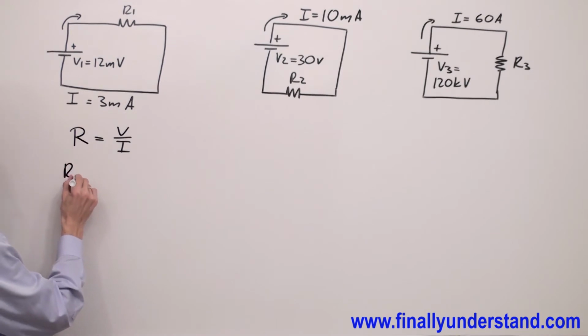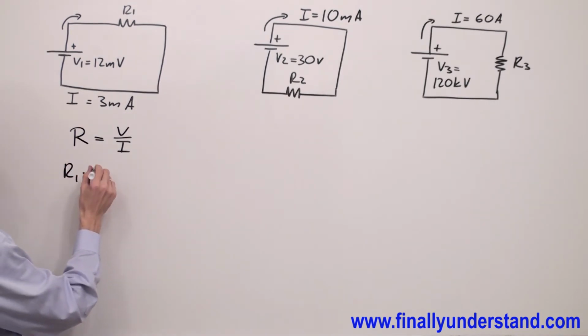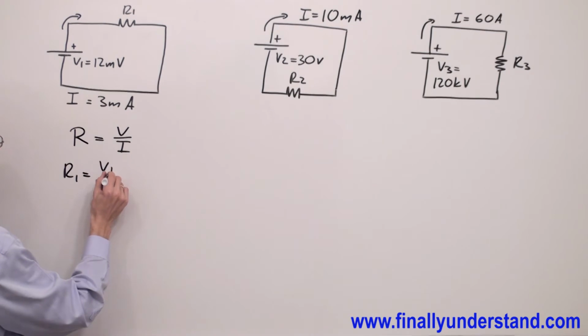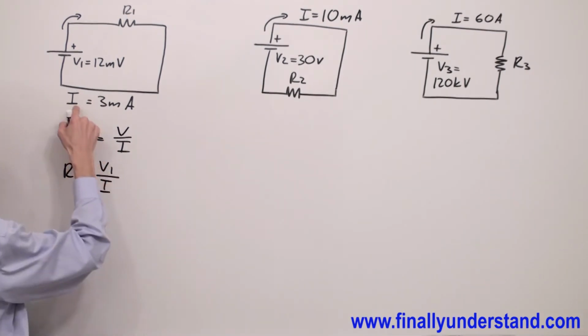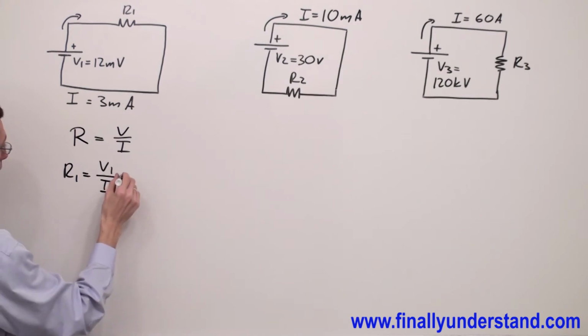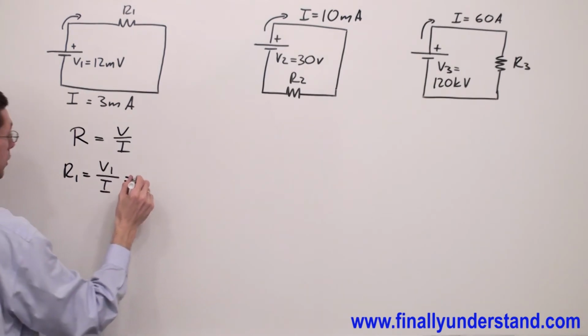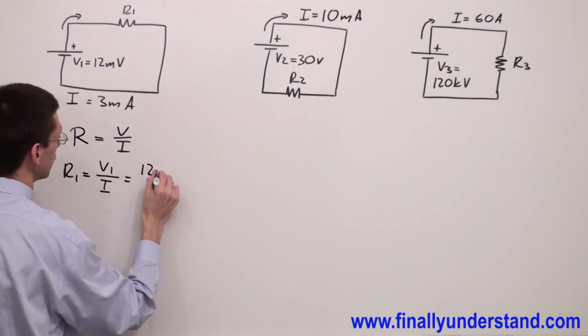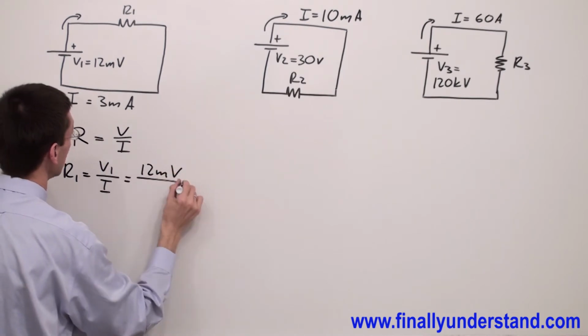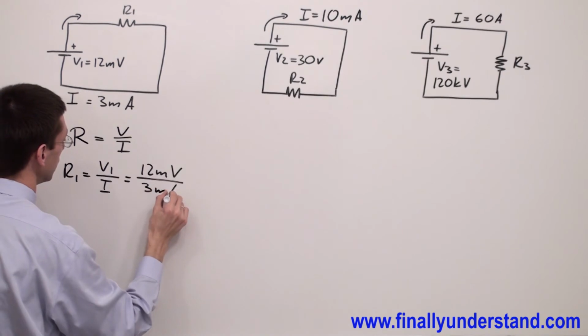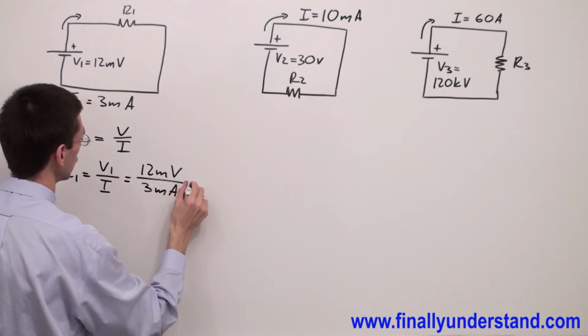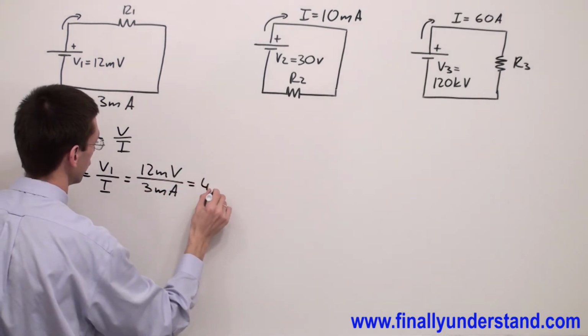R1 is going to be equal to V1 over I, because just I is given. If there is no I1, just simply put I. R1 equals 12 millivolts over 3 milliamps, which is going to give me 4 ohms.